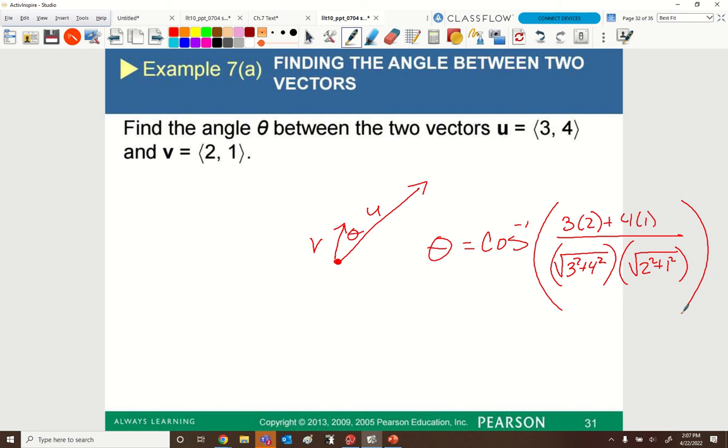Okay, so that makes sense? So now this is what you're going to do. Just plug it in the calculator as is, and you're going to get your angle. And that would be the angle in between these two dogs, pulling in two different directions.